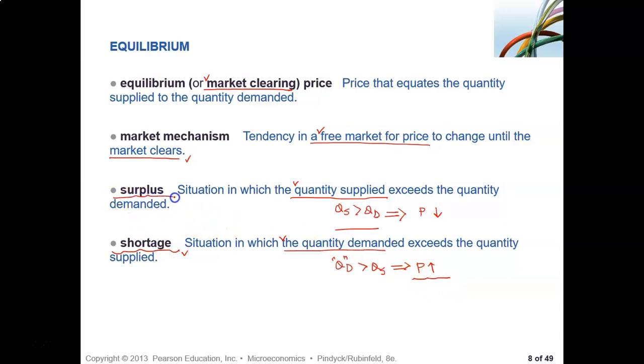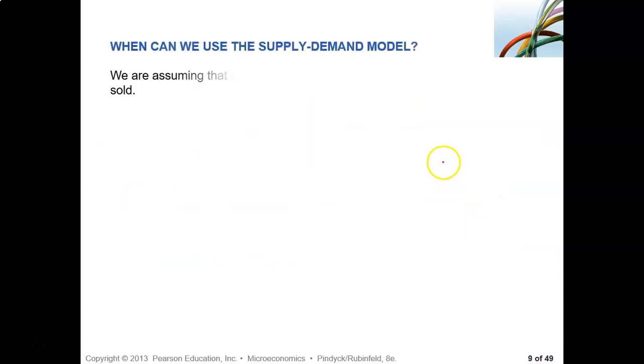At any price above the equilibrium price, there will be a surplus, and there will be pressure on price to decrease, until we adjust to the equilibrium price, where the market clears. Quantity demanded equal to quantity supplied, neither shortage nor surplus.